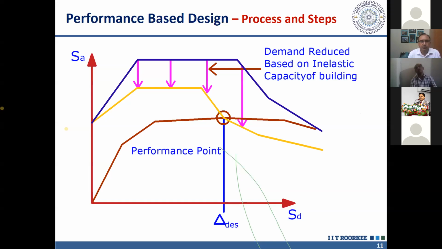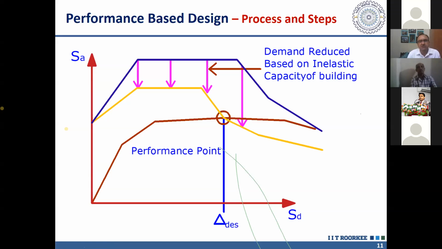And what is shown here, this brown curve, this is the capacity of the structure. And the blue curve, as in the previous slide, is the demand. So we have to determine an intersection of the demand and capacity in such a way that at that displacement, the energy dissipation, which is causing reduction in the demand, and the capacity curve, those intersect.